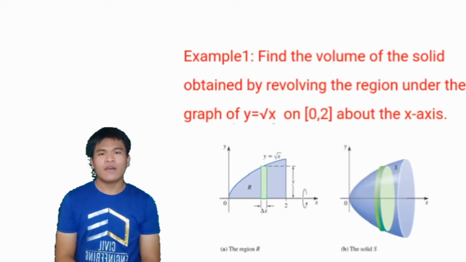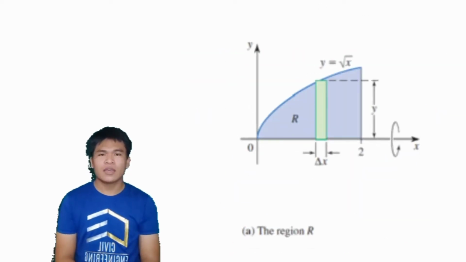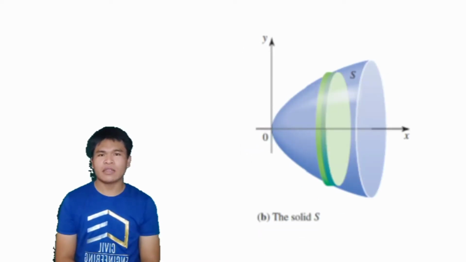For example, find the volume of the solid obtained by revolving the region under the graph of y equal to the square root of x on the interval 0 to 2 about the x-axis. Referring to the figure, region R given by y equal to square root of x is being rotated about the x-axis, and we get a resulting solid shape like this. The cross-section is shown with a green sliced disc, which is perpendicular to the axis of rotation, the x-axis, having width dx. So the approximating rectangle moves from 0 to 2 on the x-axis.